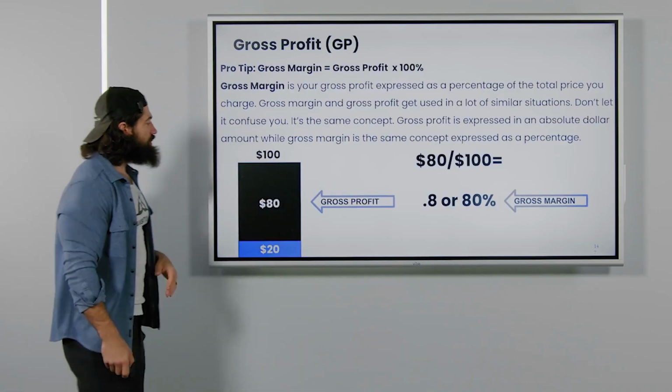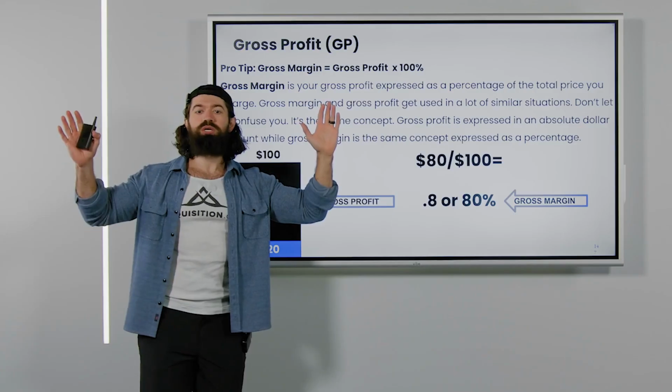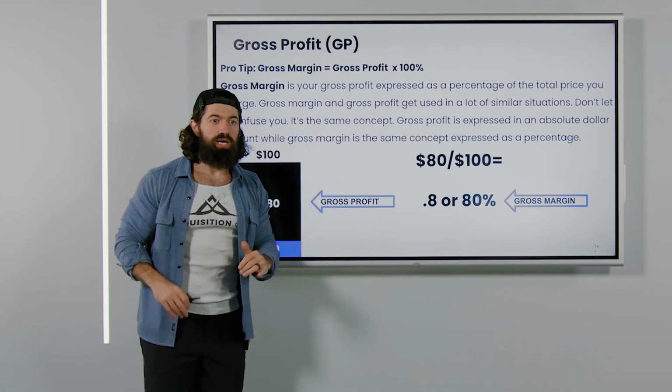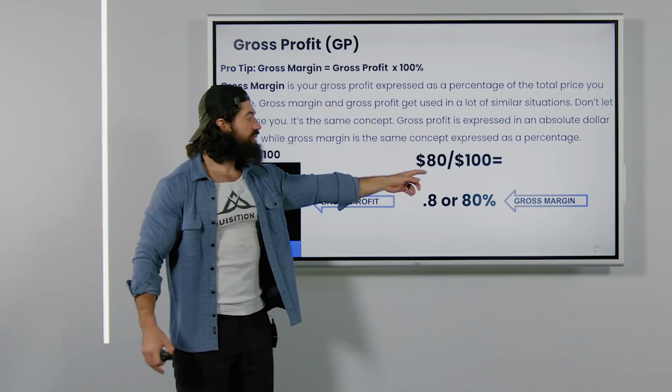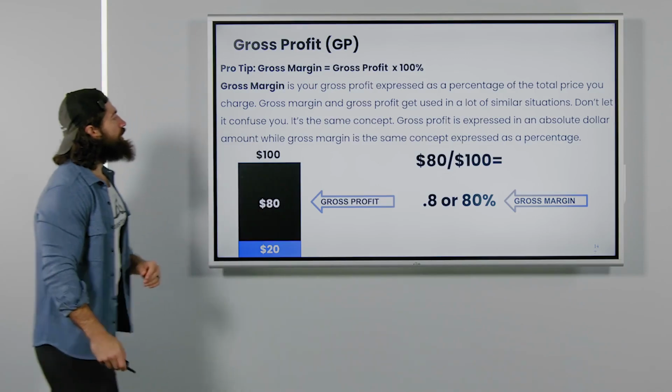Okay. And so the pro tip is that gross margin equals gross profit times 100%. So if you ever hear me say gross profit versus gross margin, this is a percentage, this is an absolute. That's all it is. So gross profit's the absolute, gross margin is the percentage. So if I say it's $80 in gross profit, it's 80% gross margins. I clarify this because if you've ever read stuff and been like, wait a second, is this different? It's just a different way of measuring the same thing. That's all it is. All right, cool.